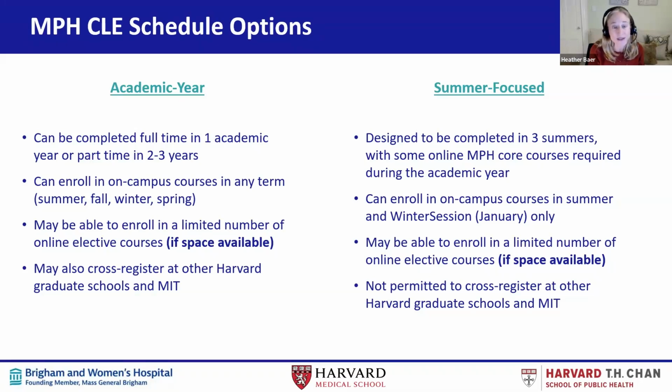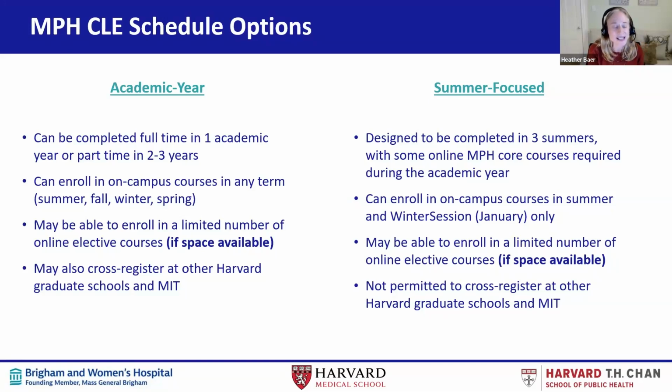In addition, we do have some online courses at the school that are elective courses. Those courses were designed for a different degree program that I'm also involved in. But sometimes there's additional space in those courses, and so sometimes our academic year students can take online courses as well if there is space. In addition, academic year students also have the option to cross-register in certain other courses at other Harvard graduate schools and MIT. So that's a nice perk of being in the academic year program.